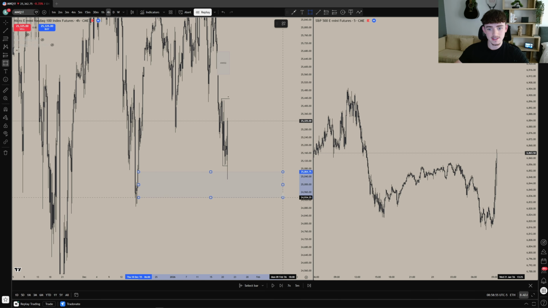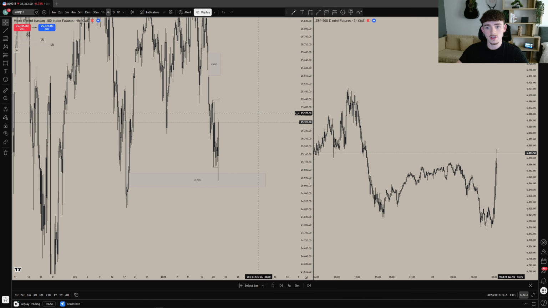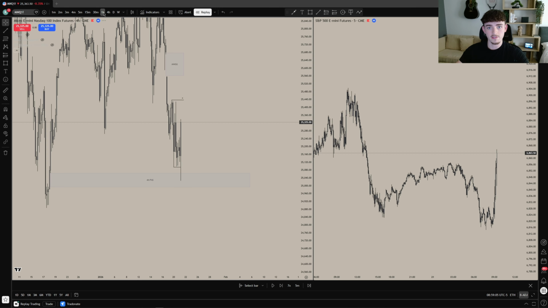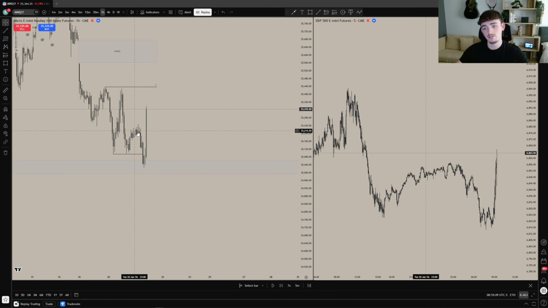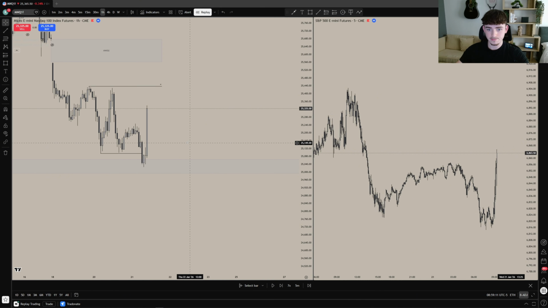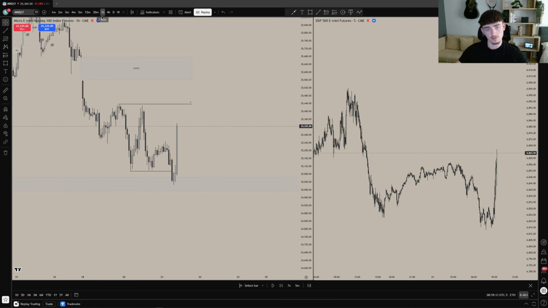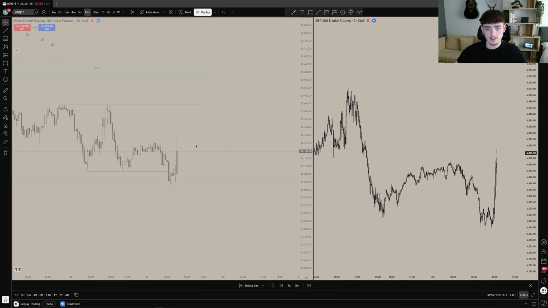We have reacted already from a higher time frame key level, the 4-hour fair value gap, and we are looking to target these up here. So we have higher targets and we've got a bullish bias. We've already reacted from a 4-hour fair value gap. So now what are we looking for? We are looking to catch an entry. Let's see, what do we have?